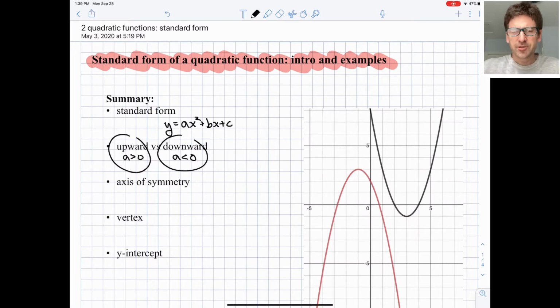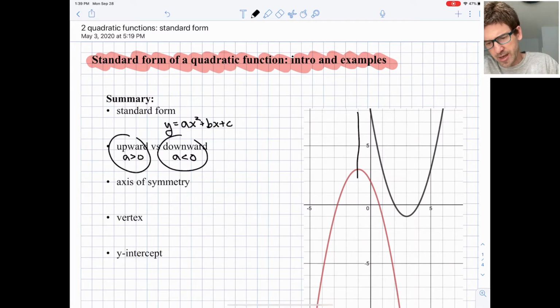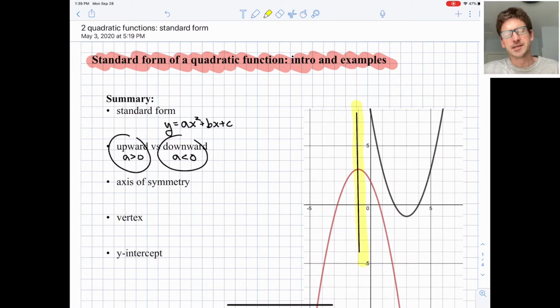The axis of symmetry is a vertical line that goes through the vertex. And so I will draw that here for the red parabola, and then I will highlight it as well to make sure it's easy to see and clear. So this yellow highlighted black line is the axis of symmetry. It's the vertical line that goes through the vertex. It has an equation: x equals negative b over 2a.